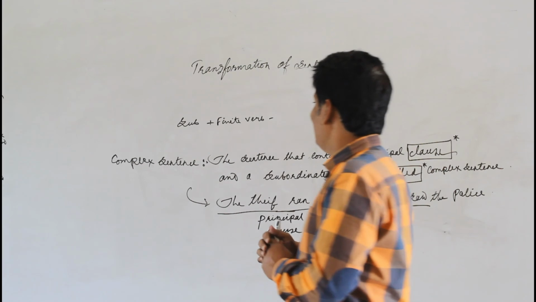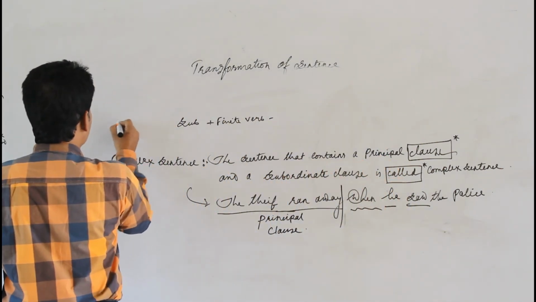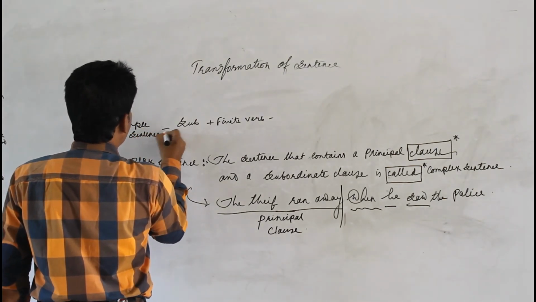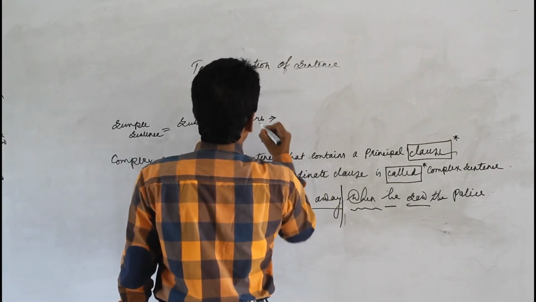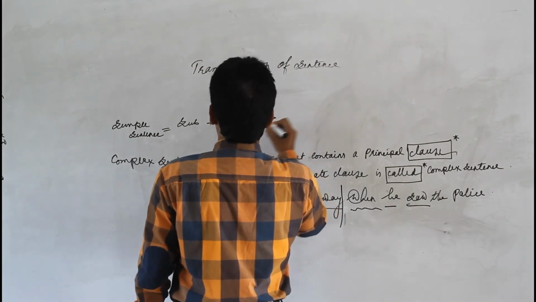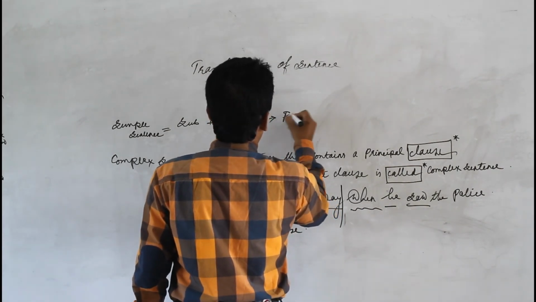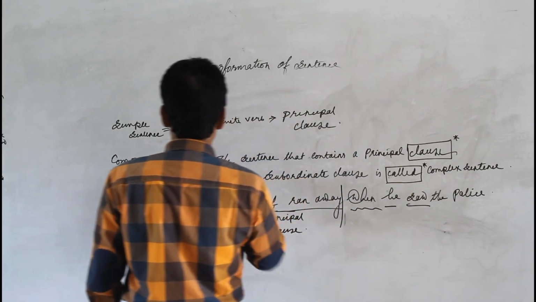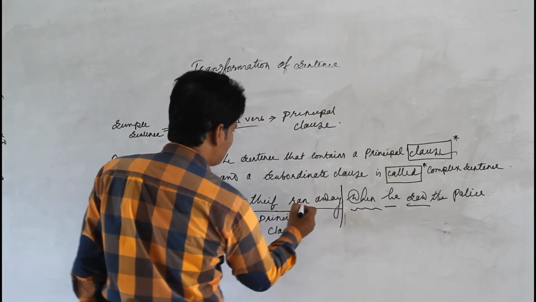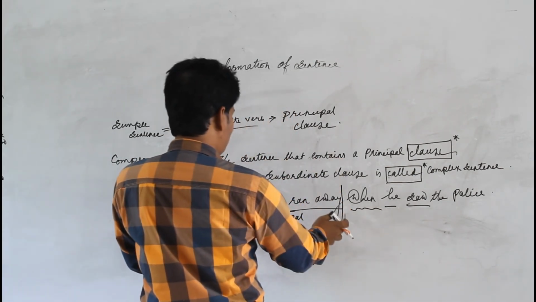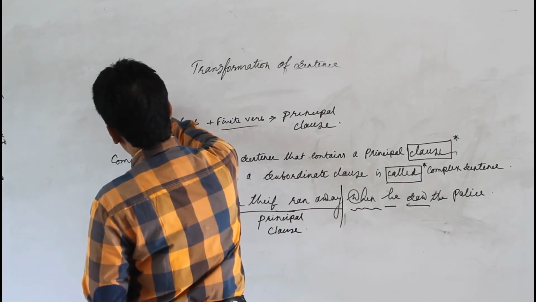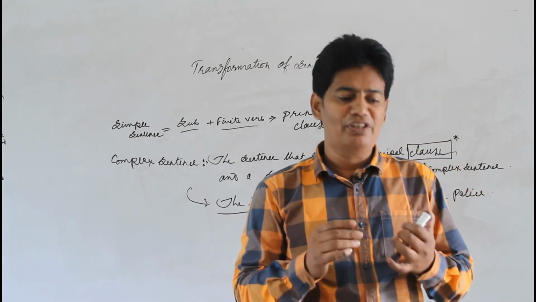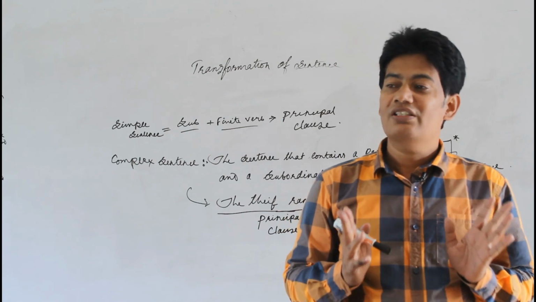So we can say that here it is a simple sentence equal to subject plus finite verb. We can compare it with the principal clause. Notice here that there is one subject and one finite verb, here is one subject and one finite verb. So this is a principal clause, and a simple sentence also contains a principal clause. So we can say that a principal clause is like a simple sentence, and a simple sentence is like a principal clause.